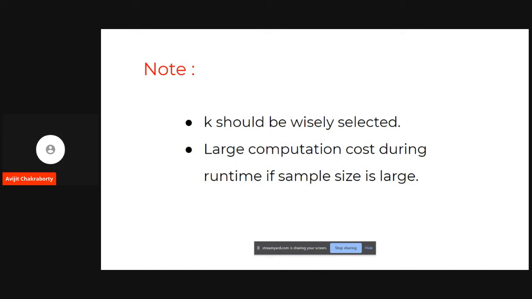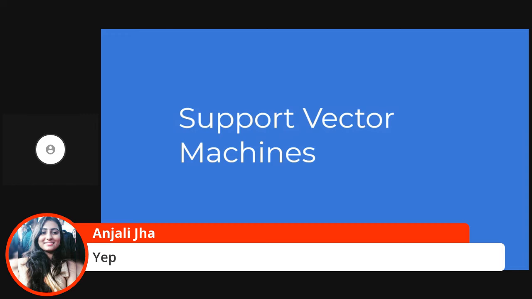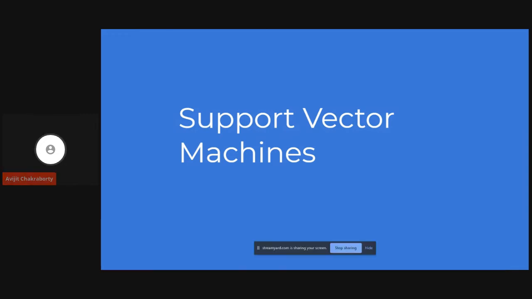Next up, we have another model, which is support vector machines. Now, support vector machine is a type of ML technique that can be used again for both classification and regression. It has majorly 2 variants, that is linear and non-linear.